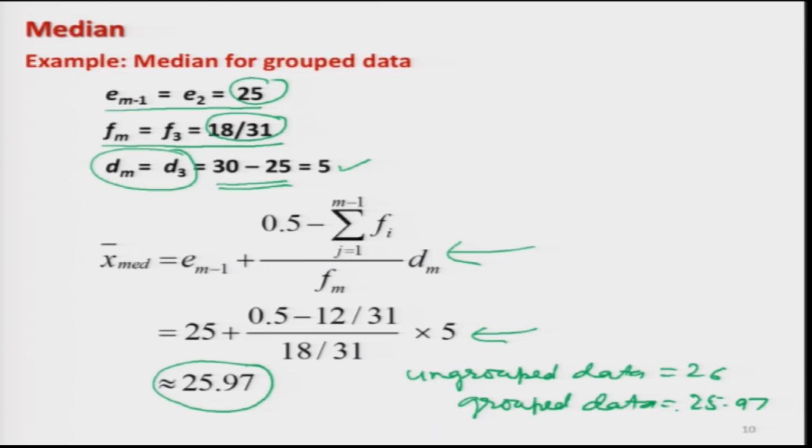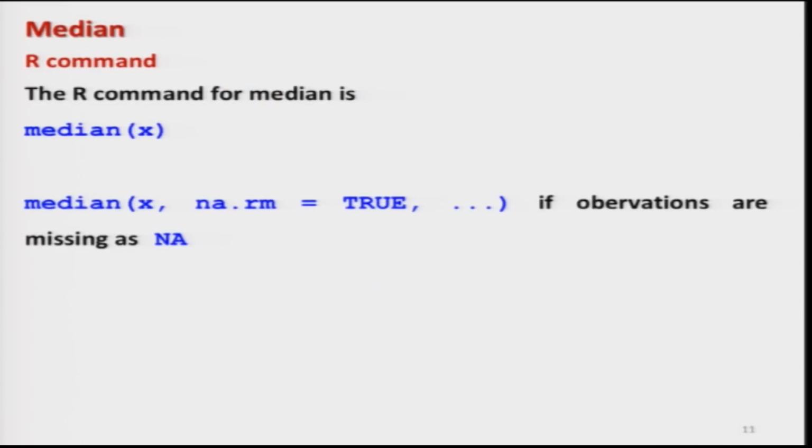So, here you can see, if your data is proper, then practically there is no difference, whether you compute the median by this formula or by that formula, and possibly this is the reason that R has not implemented it. And 25.97 is also close to 26. So, for all practical purposes there is not much difference.